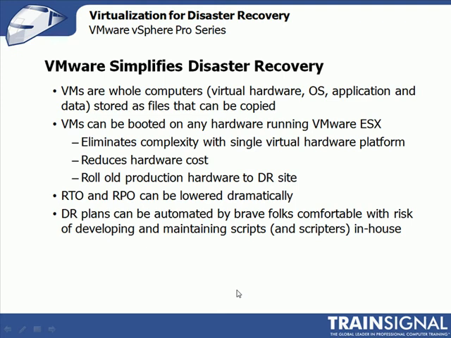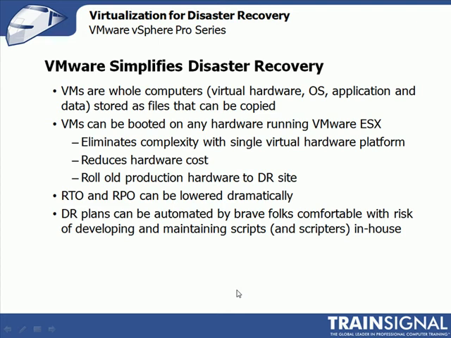This eliminates the complexity by providing a single virtual hardware platform across disparate servers. It also reduces hardware cost through the consolidation of many virtual servers onto fewer physical servers. And we can roll out old production server hardware to the DR site so that we can enable recovery options and get more value out of that aging hardware. The RTO and RPO can also be lowered very dramatically with VMware, which we'll get to.